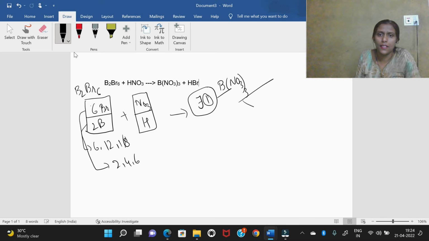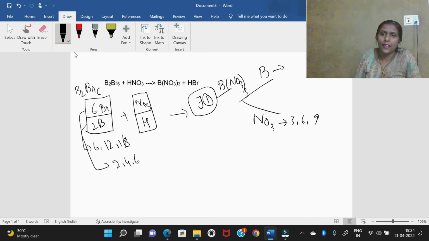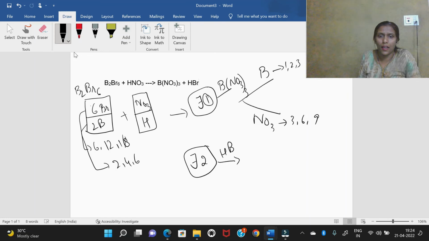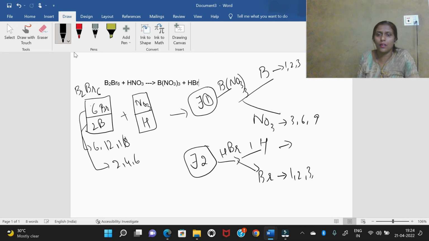It means 1 kg of boron and NO3 in multiples of 3. 3, 6, 9 like that. And this is coming in 1, 2, 3. And another family, family 2, requires HBr, 1 hydrogen and Br also 1. That is multiples of 1, 2, 3. Here also multiples of 1, 2, 3. Done. Okay, let's balance the supply and the demand.